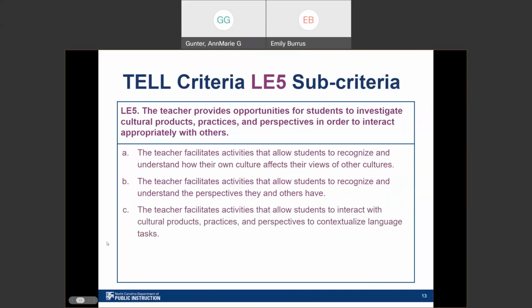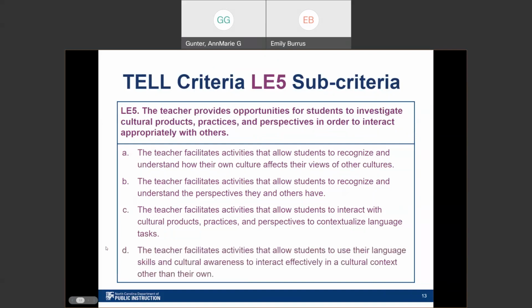C continues on with the teacher facilitating activities that allow students to interact with cultural products, practices, and perspectives to contextualize language tasks. We've talked a little bit about perspectives. Products are the obvious things, right? Sometimes referred to as flags, food, and festivals, but of course we know products go much deeper than that. They go with things like the laws that are established or how things are arranged geographically or organized throughout a country that you might be studying. The practices look at how those things appear in everyday life, what you do in order to implement that. And then, of course, the perspectives, like I said, have to do with the beliefs and values associated with it.